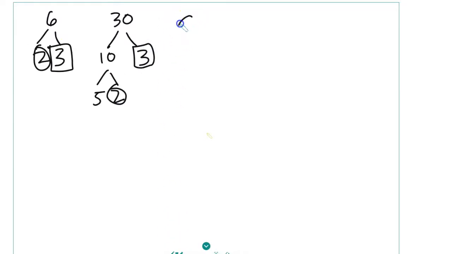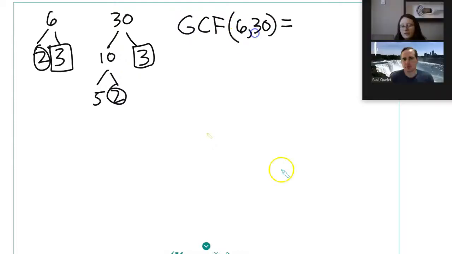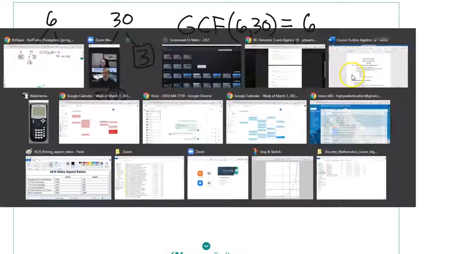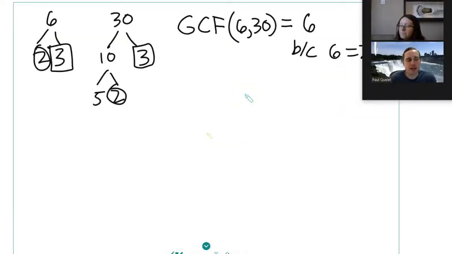I want to ask this question. What's the greatest common factor then of 6 and 30? It's not going to only be 2, and it's not going to only be 3. It's actually going to be 2 times 3, which is what number? 6. Because 6 equals 2 times 3. It's like saying both of these organisms share a skeletal system and a muscular system, so we might as well just multiply them together. It's like putting both body systems together. And how do you do that in math? You multiply.